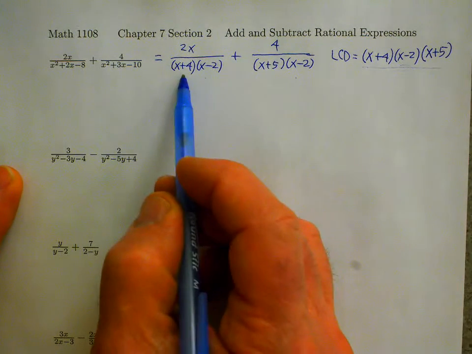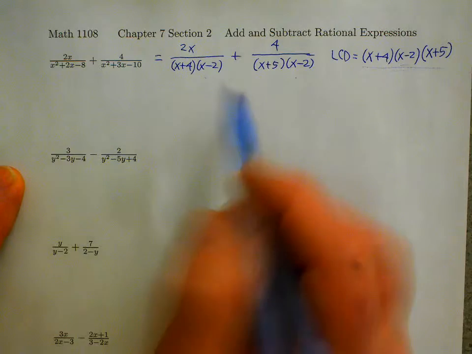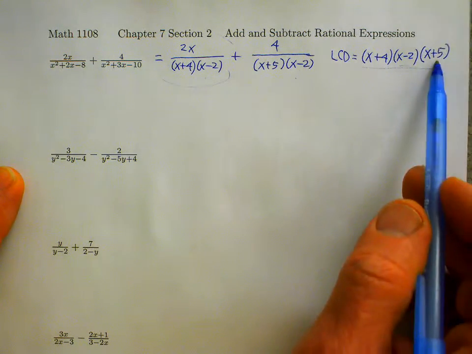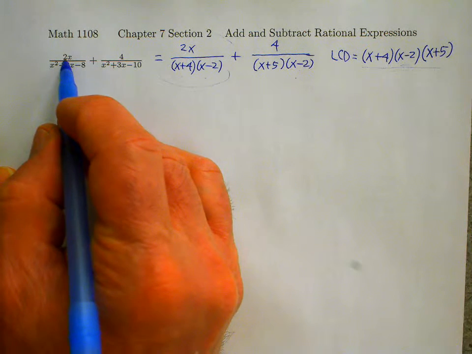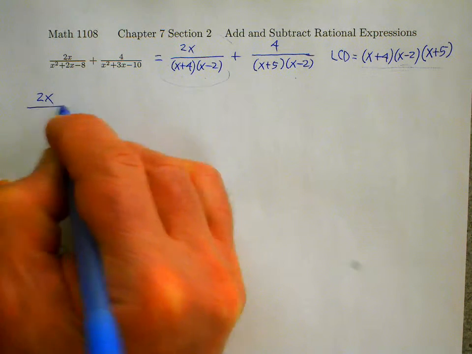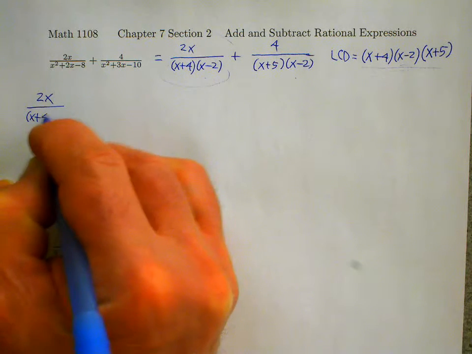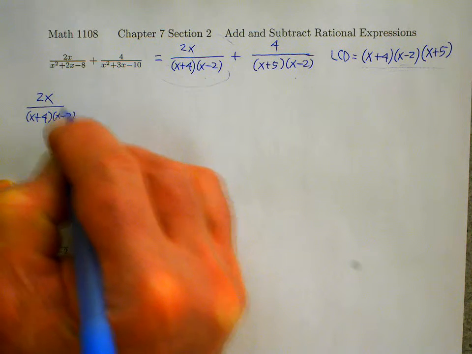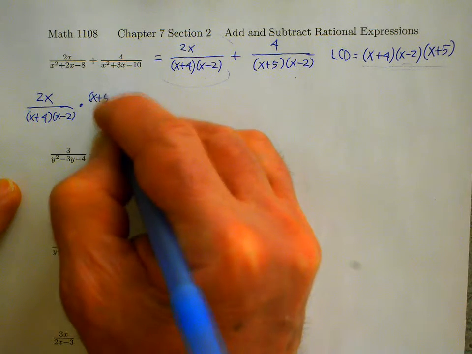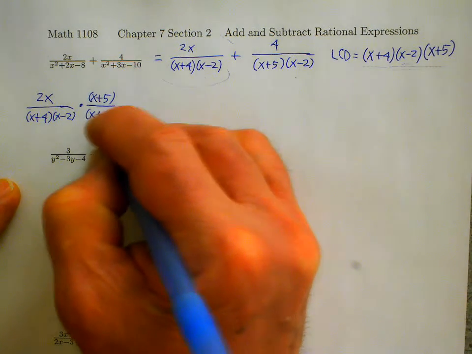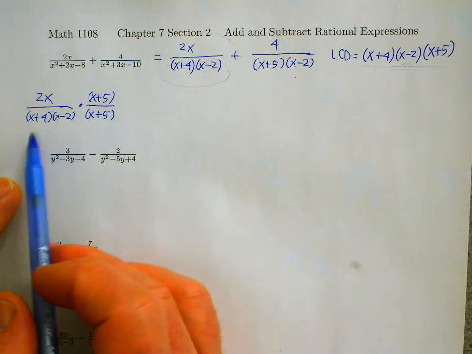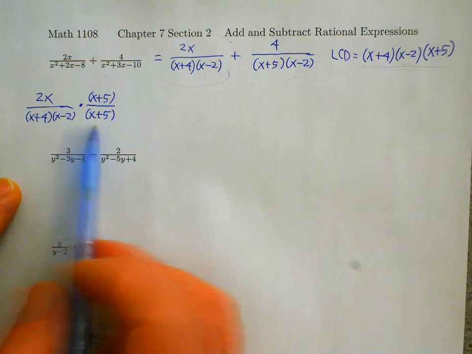Okay, so this fraction on the left, this denominator is missing x plus 5. So if we multiply 2x over x plus 4 times x minus 2, if we multiply by 1 in the form x plus 5 over x plus 5, we'll have a rational expression with the common denominator, the least common denominator.